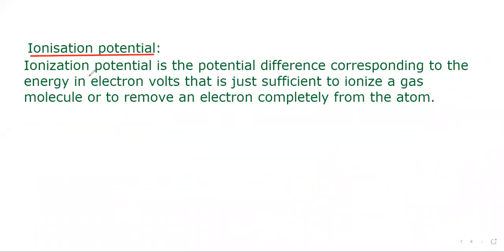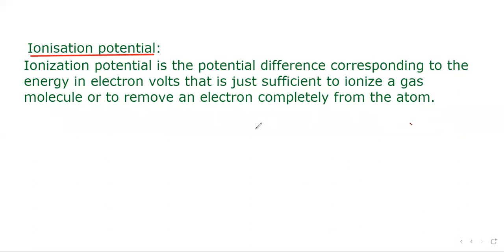Now let's define ionization potential. Ionization potential is the potential difference corresponding to the energy in electron volts that is just sufficient to ionize a gas molecule or to remove an electron completely from the atom. Means potential required to remove an electron from the atom.